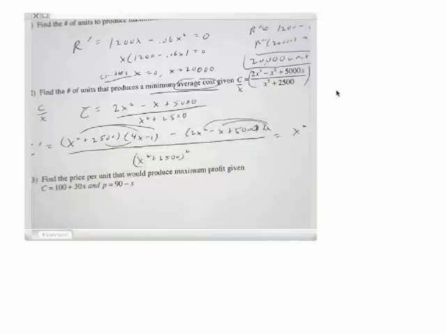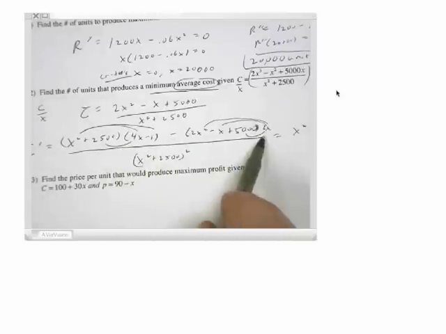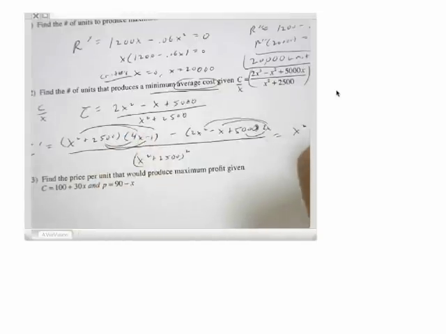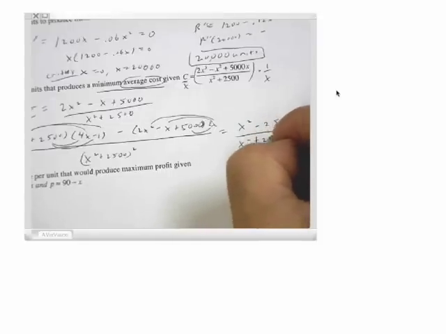All right? 2,500 times 4, we have a 10,000x. Over here, we have a 10,000x. 10,000x there, minus 10,000x there, they're going to cancel out. Minus 2,500. So that's what my top cleans up to be. Bottom x squared plus 2,500 squared.